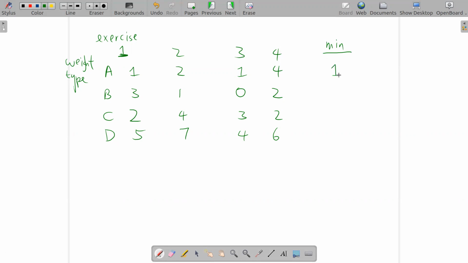If you look at the minimum of each row, what it tells you is that every exercise that you have here needs at least 1 A. You don't need B's. Well, some need B, but not everybody needs B. Everybody needs at least 2 C's, and everybody needs at least 4 D's. Agree?